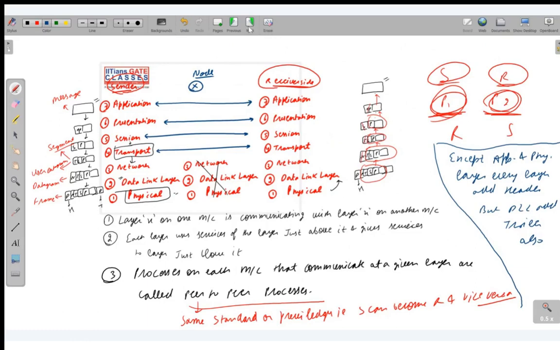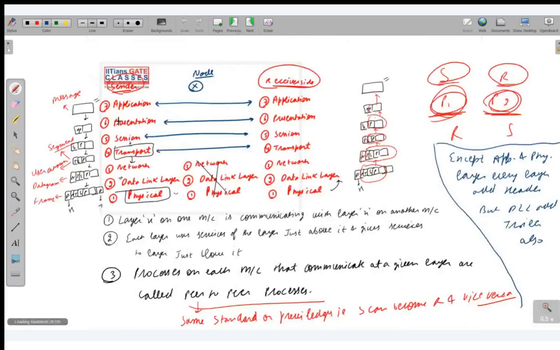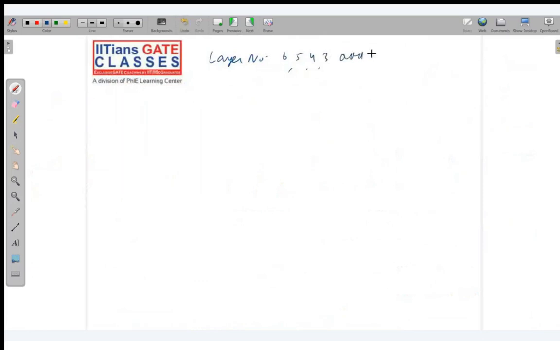So why is the application layer not adding anything? Because it is creating the message. And why is the physical layer not adding anything? Because it mainly deals with transferring signals from sender to receiver. So we can write the point like this: from layer number, you should be able to recognize layer numbers 6, 5, 4, 3. What is layer number 6? You can think presentation, session, transport, network. Layers 6, 5, 4, 3 add header. Layer number 2 adds header as well as trailer.